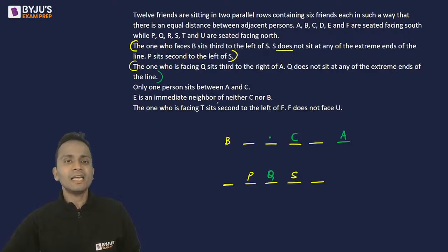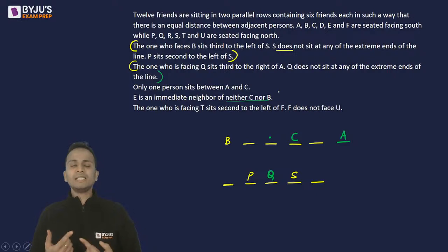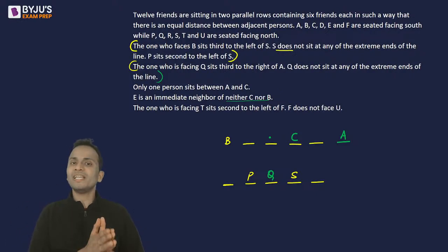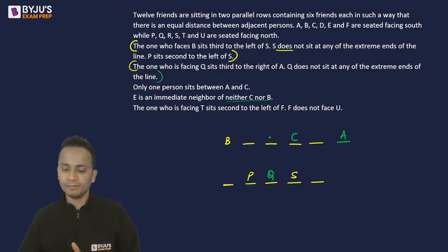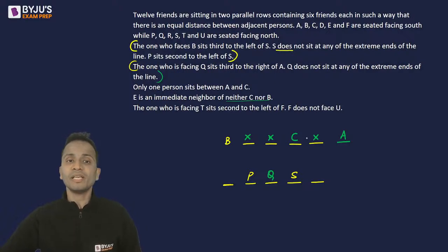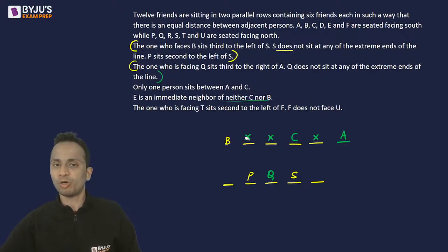E is an immediate neighbor of neither C nor B. Now E is a person who will be sitting at any of these chairs, and E is not the neighbor of C or B. Okay, so that means E cannot sit here, E cannot sit here, and E cannot sit here. So with this assumption, I don't have any place for E. So that means this assumption, this arrangement is not possible.